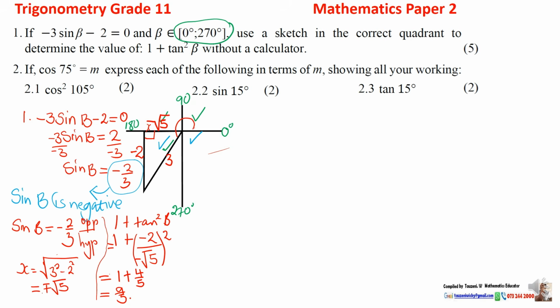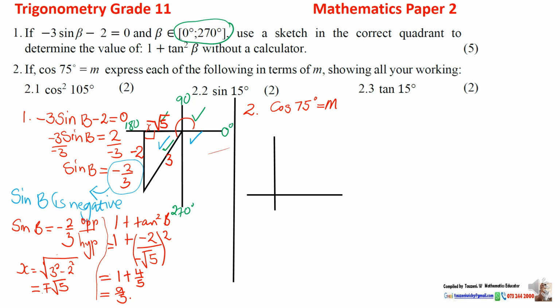Question number 2. This is also a diagram type question. But this one is very nice because we are given an acute angle. So the angle is the cos of 75 degrees is equal to m. We know that 75 degrees is found in the first quadrant. So there are no conditions to worry about here. We go to the first quadrant and put 75 degrees at the origin.